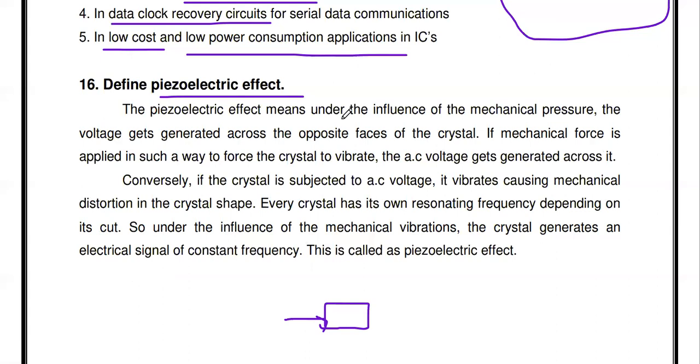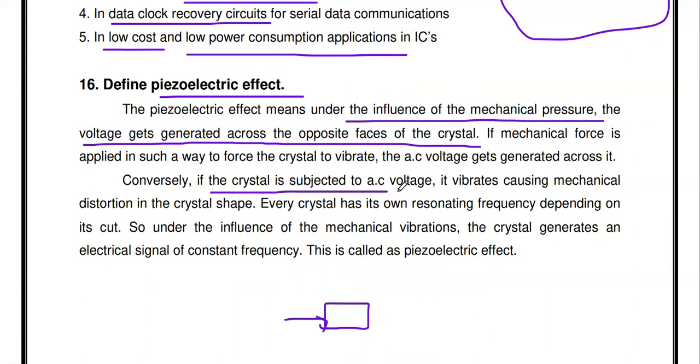Okay, so the piezoelectric effect means that under the influence of mechanical pressure, a voltage gets generated across the opposite faces of the crystal. That is, if mechanical force is applied in a way that forces the crystal to vibrate, an AC voltage is generated across it. Or inversely, when the crystal is subjected to an AC voltage, it vibrates, causing mechanical distortion in the crystal shape. So that effect is called the piezoelectric effect. If mechanical force is applied across the crystal, some AC voltage is generated. If an AC signal is given as an input, vibrations happen. So that is called the piezoelectric effect.